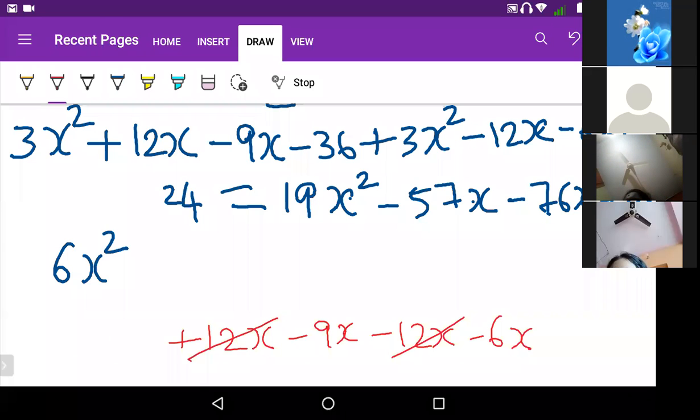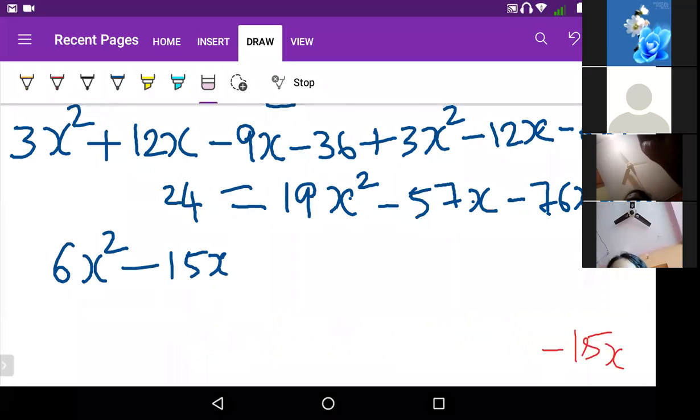Yes? Yeah, plus 12x minus 12x I can cancel. Now here 9 plus 6 will give me 15, but you have a minus sign. So minus 15x. So what will be the answer here? Minus 15x. Okay. So did you all understand this? How am I simplifying this part of the equation?